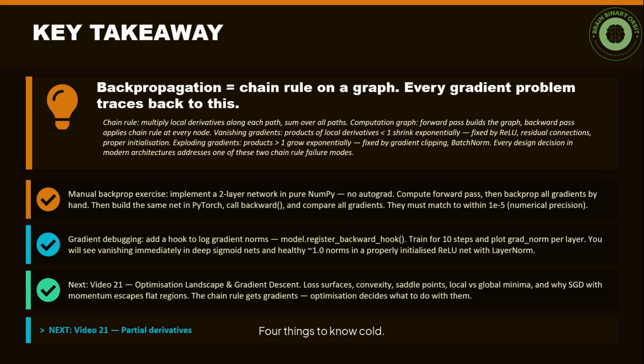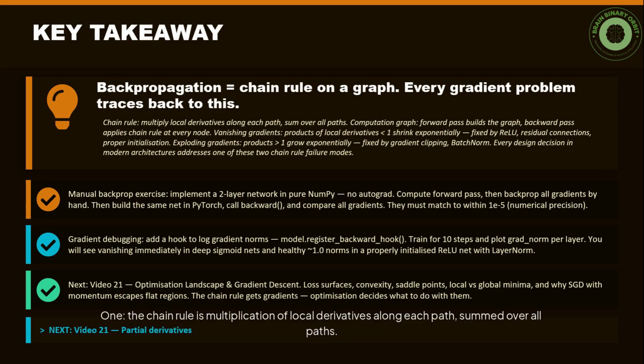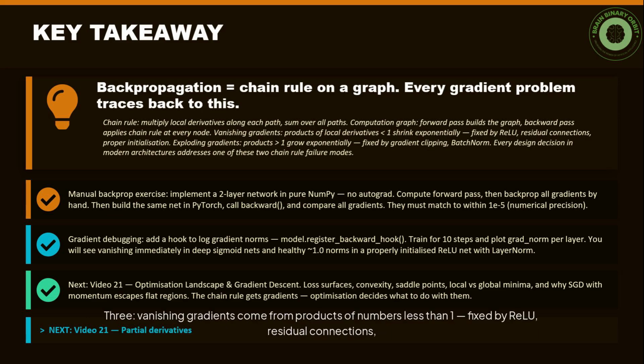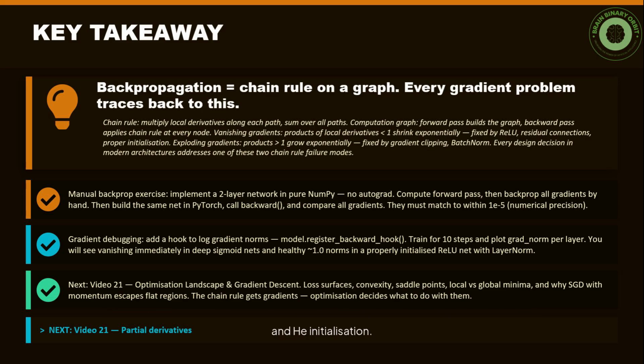4 things to know cold. 1. The chain rule is multiplication of local derivatives along each path, summed over all paths. 2. The computation graph stores the forward pass and backward functions at each node. 3. Vanishing gradients come from products of numbers less than 1, fixed by ReLU, residual connections, and He initialization. 4. Exploding gradients come from products of numbers greater than 1, fixed by gradient clipping and batch norm.